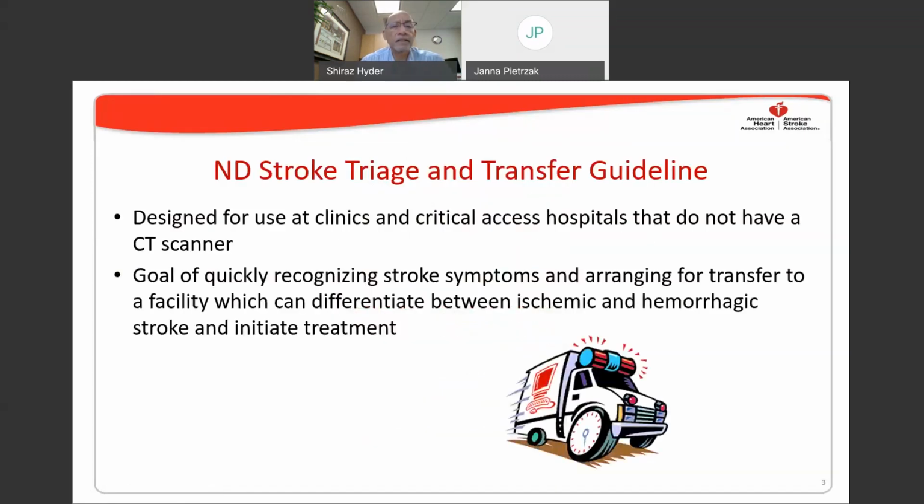So as I mentioned earlier, the North Dakota Stroke Triage and Transfer Guideline is designed for use at clinics and critical access hospitals that do not have a CT scanner. And the importance of having a CT scanner is mainly to differentiate between ischemic and a hemorrhagic stroke, because that's the key element in deciding if patient is a candidate for thrombolytic therapy or not, which we will discuss subsequently.